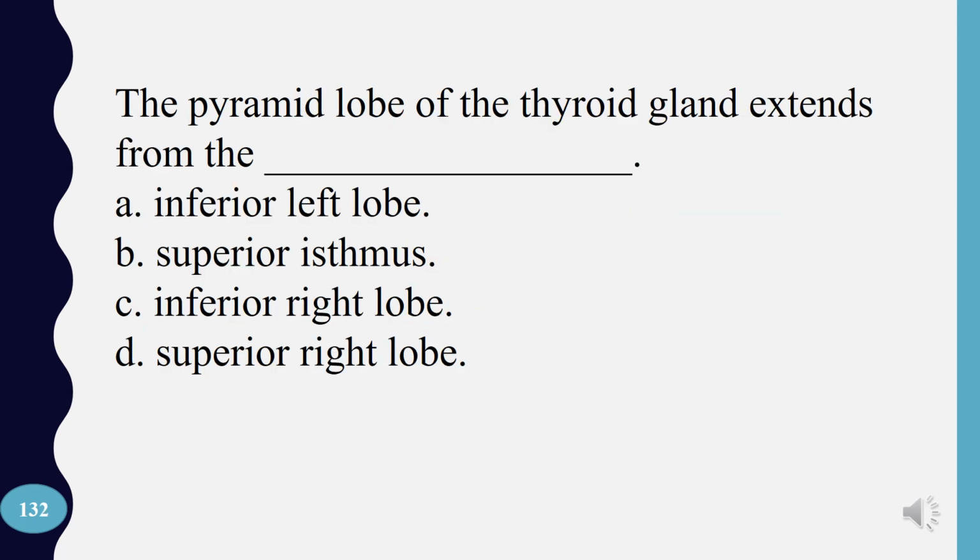The pyramid lobe of the thyroid gland extends from the where? A. Inferior left lobe. B. Superior isthmus. C. Inferior right lobe. D. Superior right lobe. The answer is B. Superior isthmus.